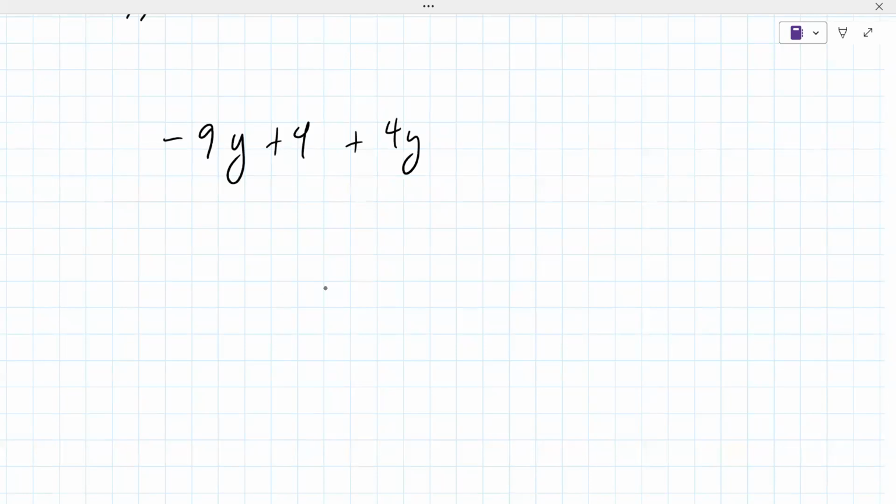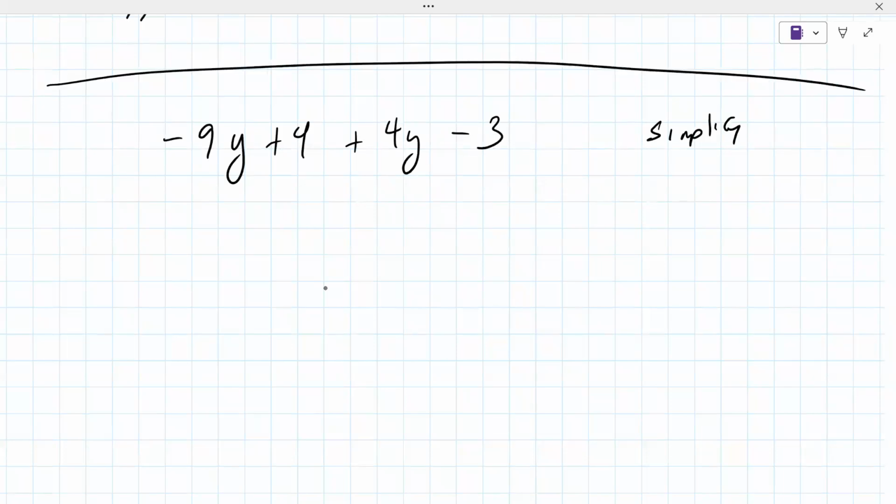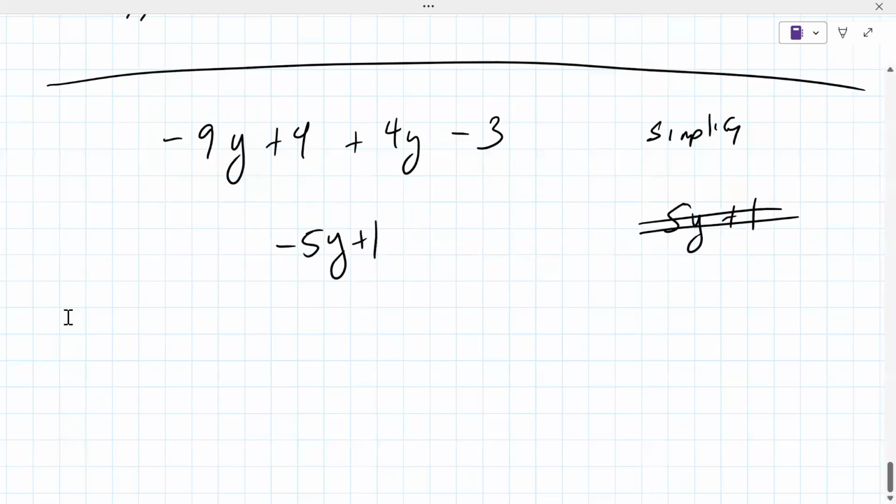All right. So let's talk about minus 9y plus 4 plus 4y minus 3. Could you simplify this for us? 5y plus 1. That is not correct. One more time. This is what I heard. Maybe you meant something different. Negative 5y. That would be correct. Okay.